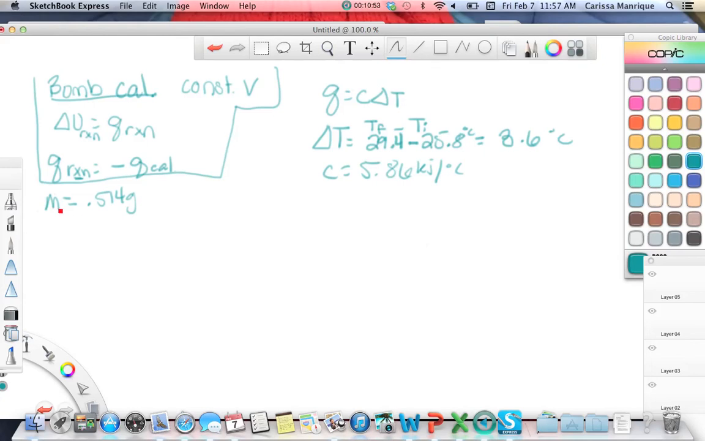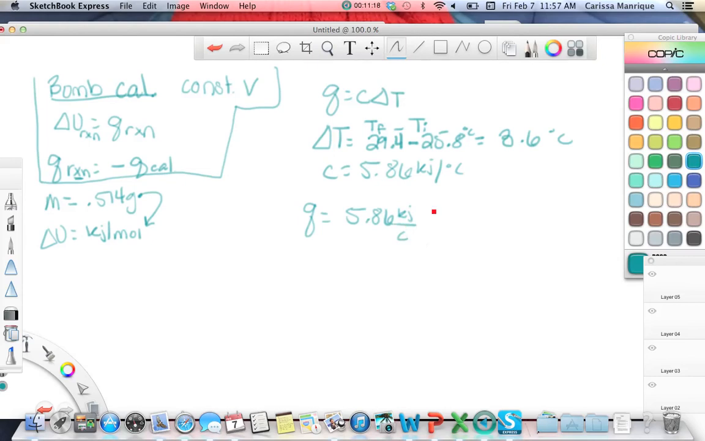The reason the mass is in there is because our final unit, what we're trying to find, is delta U in kilojoules per mole, okay? And we're going to use these grams to find the mole part. Because if we look here, let's plug everything in. We have Q equals C, which is 5.86 kilojoules per degree Celsius.